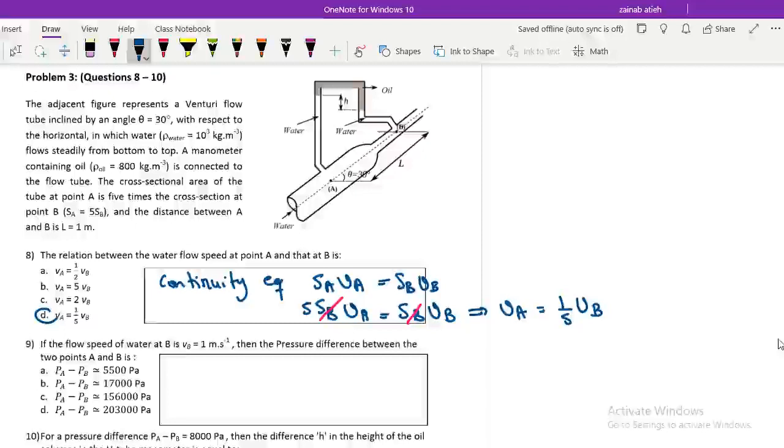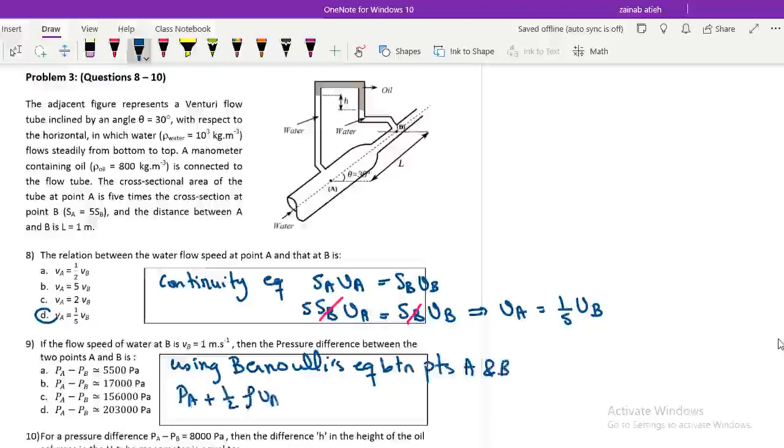I will think with Bernoulli's equation. So let's use Bernoulli's equation between points A and B. We will write PA plus half rho VA squared plus rho g ZA, it's equal to PB plus half rho VB squared plus rho g ZB.